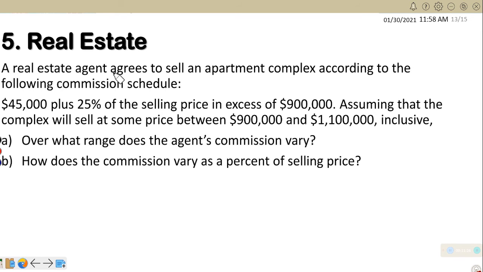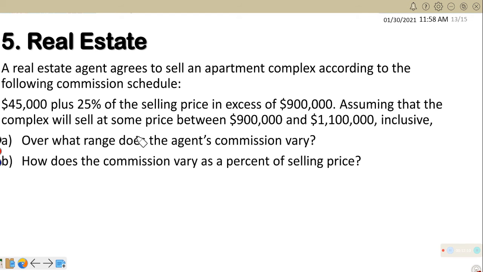All right, so a real estate agent agrees to sell an apartment complex according to the following commission schedule: $45,000 plus $25,000 of the selling price in excess of $900,000. Now, assuming that the complex will sell at some price between $900,000 and $1,100,000 inclusive, A. Over what range does the agent's commission vary, and how does the commission vary as a percent of the selling price? So let us see how we can calculate this.